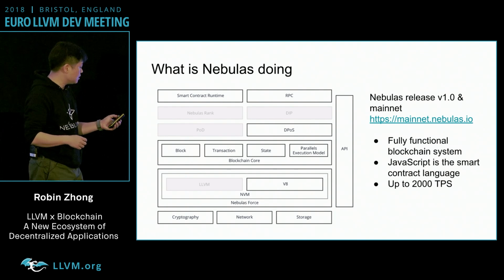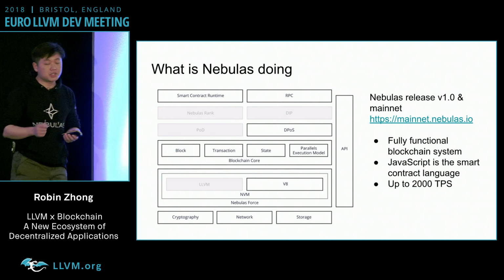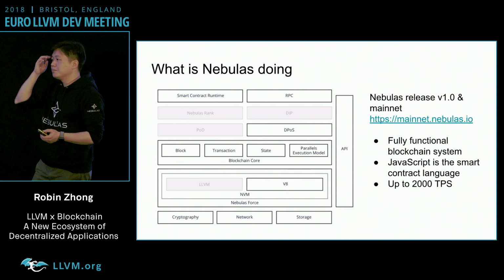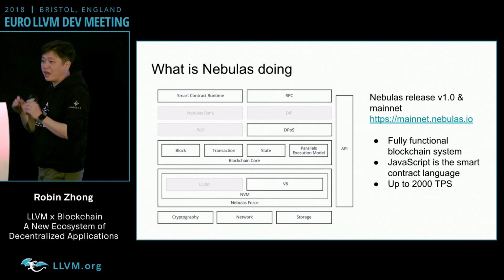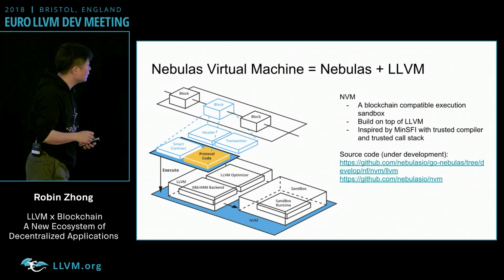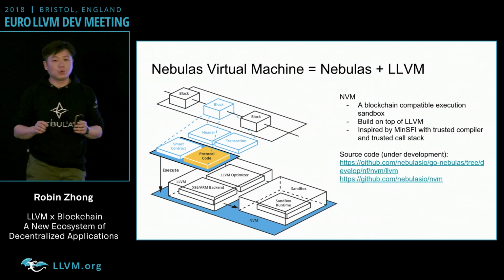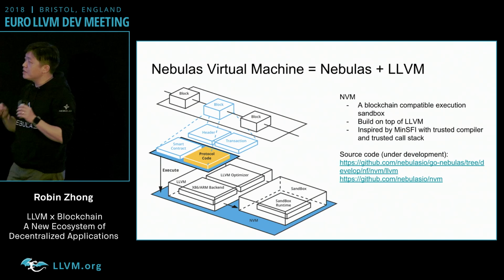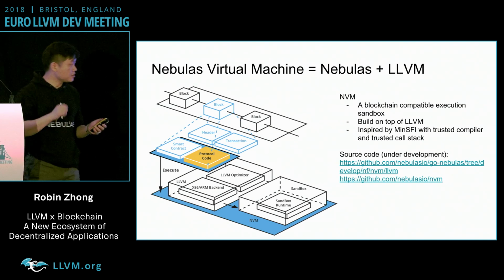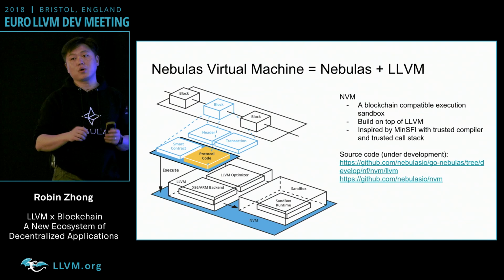In this architecture diagram, we defined our virtual machine, the Nebulas virtual machine, by integrating the V8 engine and the LLVM work we are doing. So this is the architecture diagram we want to present and implement. There are two parts. One part is about the smart contract and our product code.